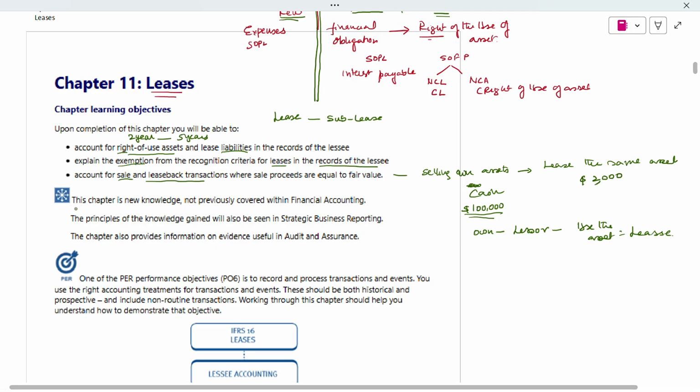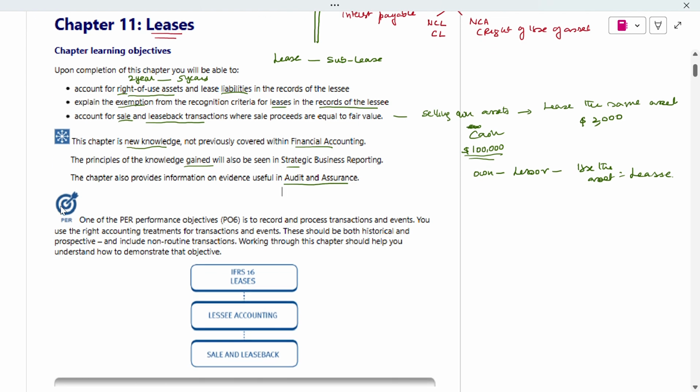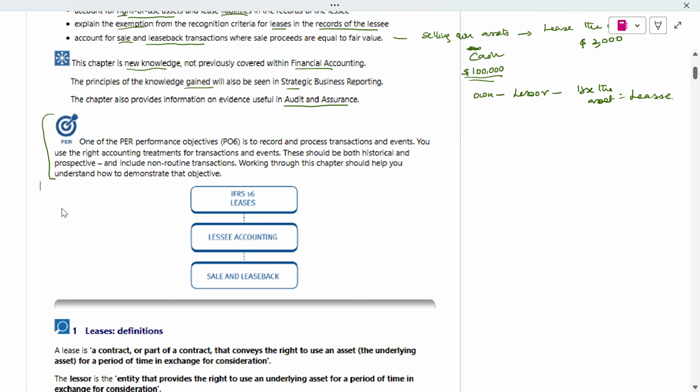Now this chapter is new. We have not covered this previously in financial accounting. The principles gained will also help us in SBR. It will give you some useful information for audit and assurance. This is given everywhere. Now we are talking in terms of IFRS 16: lease, lessee accounting and sale and leaseback. Here we are not talking about lessor accounting. We will use that in SBR.